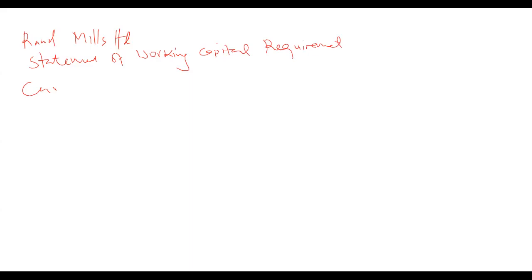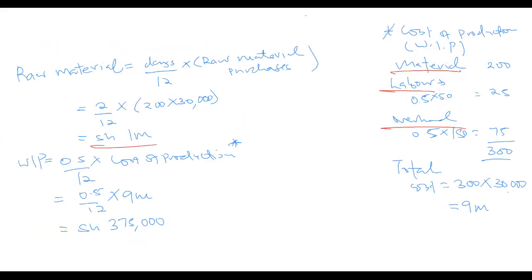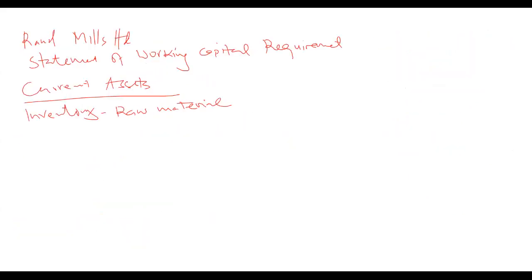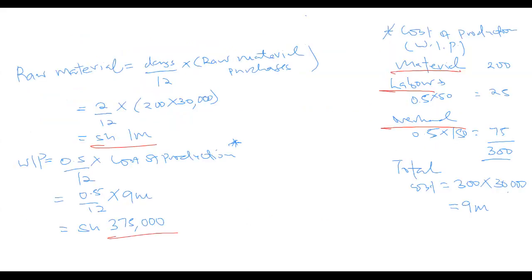Okay, you can begin with current assets. We have inventory, and for this company, the inventory is in raw material. So you can have here raw material, and from the workings for raw material, we got how much? Go back to our workings. We got 1 million. So 1 million for raw material. Then you have work in progress. The amount the company will be investing in work in progress, 375,000.